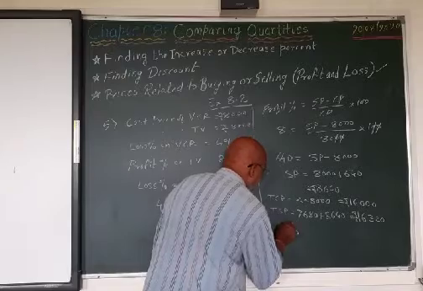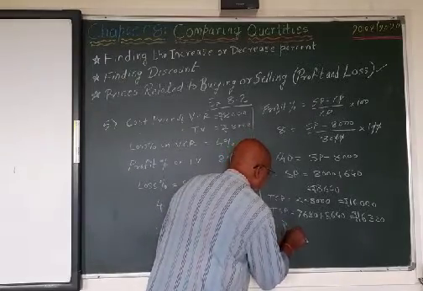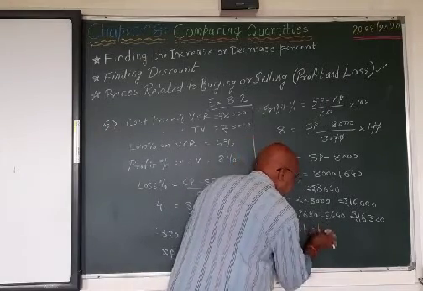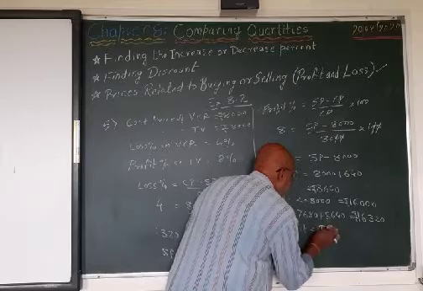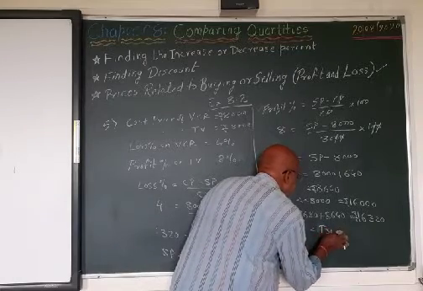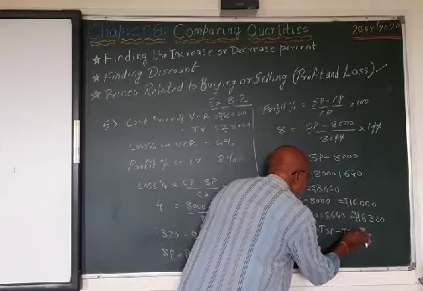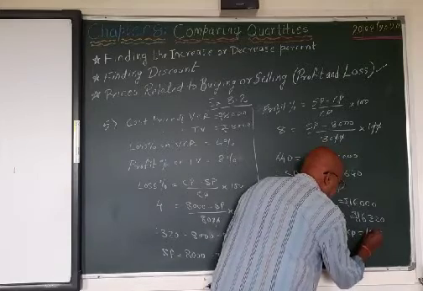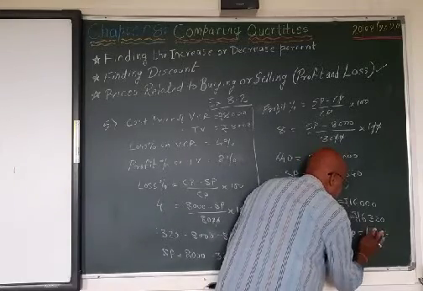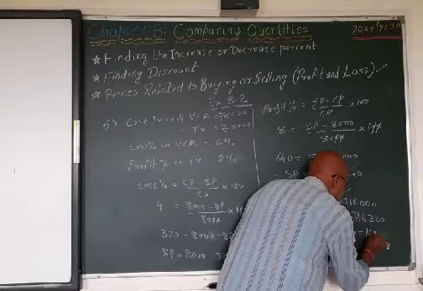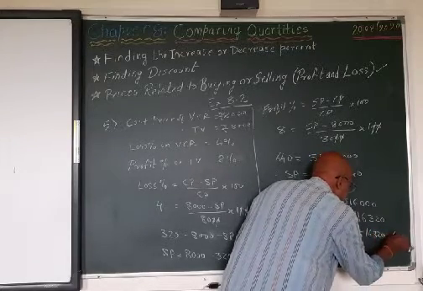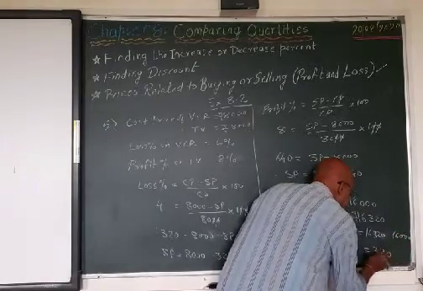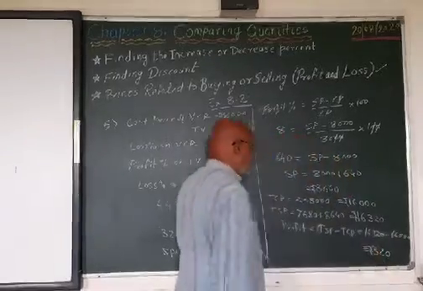Therefore, profit, this is overall profit, okay? Profit equal to total selling price minus total cost price equal to 16,320 minus 16,000 equal to 320. So this was the profit.